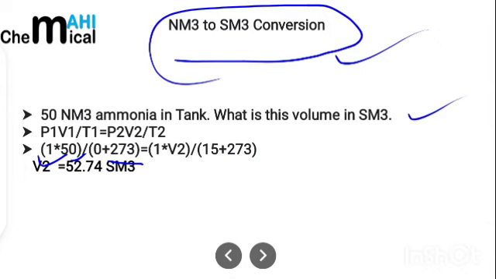And in case of Sm³ pressure is 1. Volume we have to calculate, and temperature we know is 15 degree centigrade, that is basically 15 plus 273. So the volume that we are getting here is V2 is equal to 52.74 Sm³. Means 50 Nm³ of ammonia is basically equal to 52.74 Sm³.